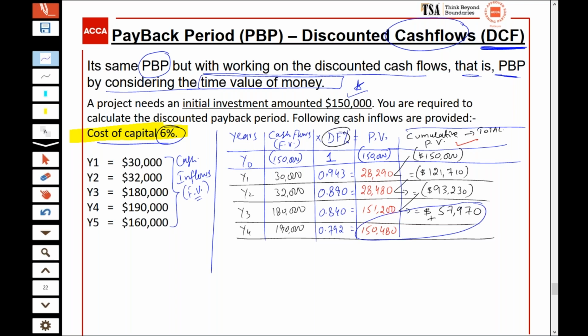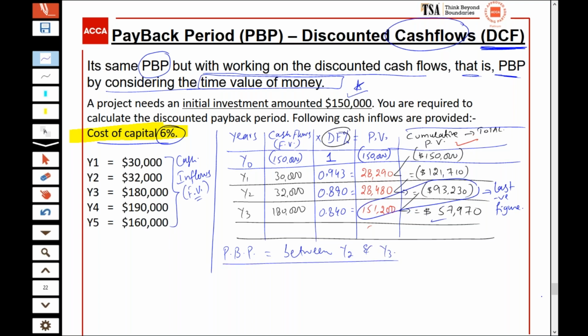We have to recover it from here. No, here it is positive. Sorry, we have to recover this 93,000 from here. See always the last negative figure. When it is positive, stop. And we do not now need these year 4 calculations, so I'm removing it. So see the last negative figure. So my payback period is between year 2 and year 3.